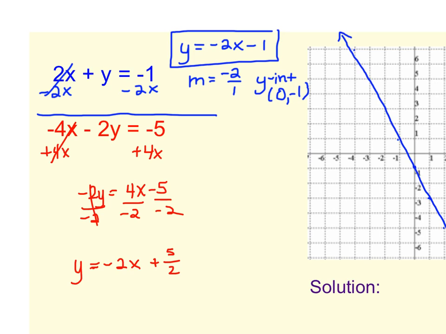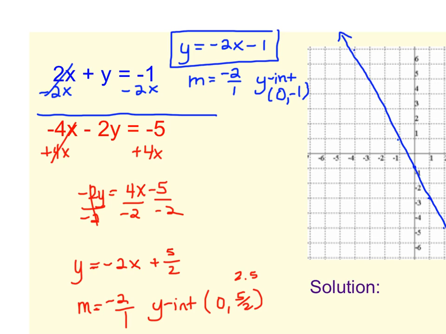So we'll talk about that in a second. Slope is negative 2 over 1. Y-intercept is 0, 5 halves. So that 5 halves, we want to know where that is on a graph. Well, if you just type that into your calculator, you can see that that's a 2.5. So that's easy enough for us to find.